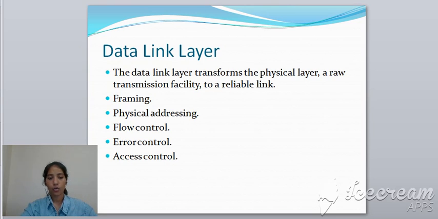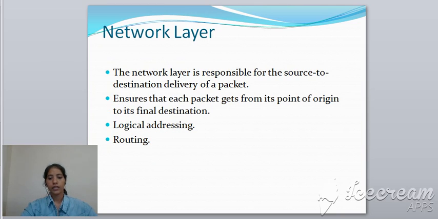Next layer in the OSI model is the network layer. The network layer is responsible for the source to destination delivery of a packet, possibly across multiple networks, whereas the data link layer oversees the delivery of the packet between two systems on the same network. The network layer ensures that each packet gets from its point of origin to its final destination.